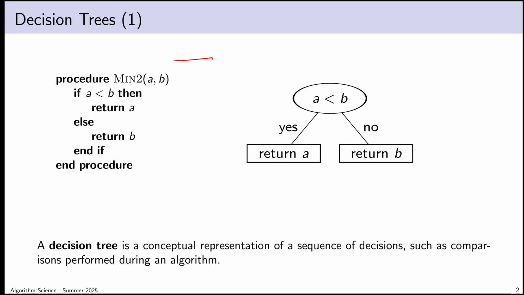Let's take a look at this simple algorithm on the left. It's called min2, and its job is to find the minimum of two provided things, A and B. And it does this by means of a comparison operation. And a decision tree is a conceptual way to represent some decision process, some sequence of decisions, including, for example, the decisions made by evaluating the result of comparison operations. Now, I've referred to comparisons twice now. Maybe you can see where I'm going with this.